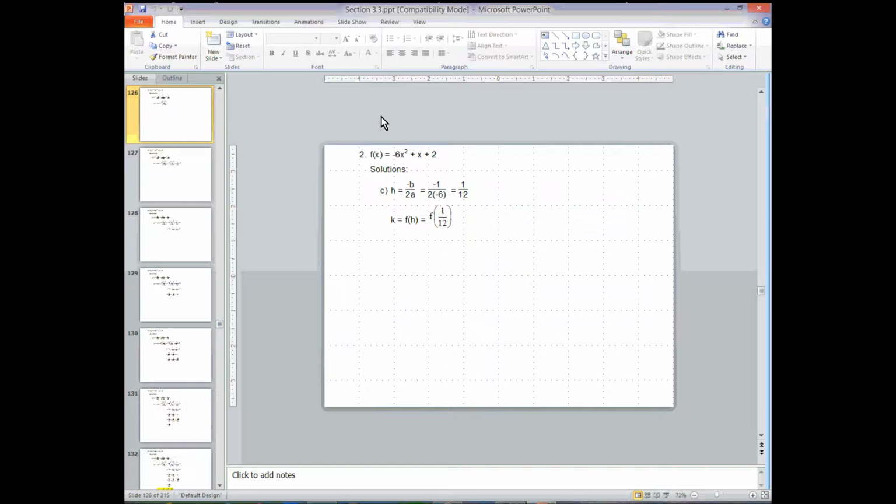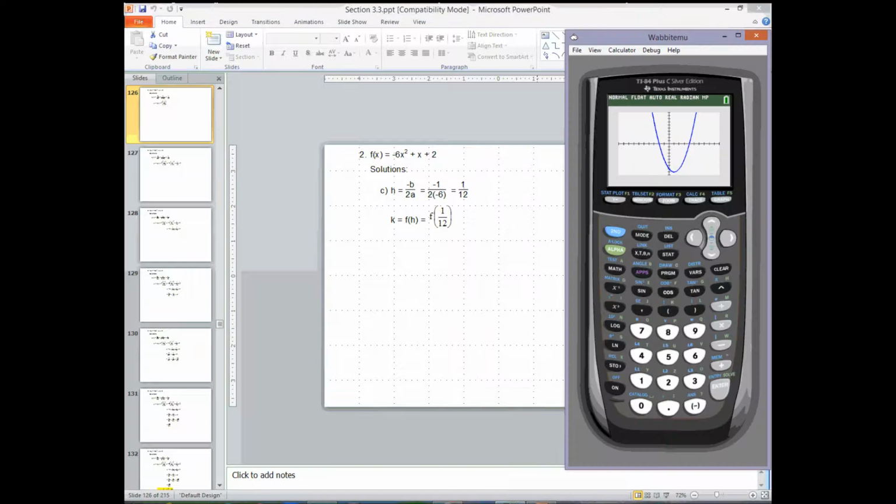So let me go ahead and show you something here on the calculator, something that you might find useful, something that you probably never knew the calculator can do. Okay, let me clear this out. I know I'm going to graph it, so let me go to my y equals. Let me clear that one out. My original function is negative 6x squared plus x plus 2. Okay, there's our graph. You're probably having a hard time seeing it.